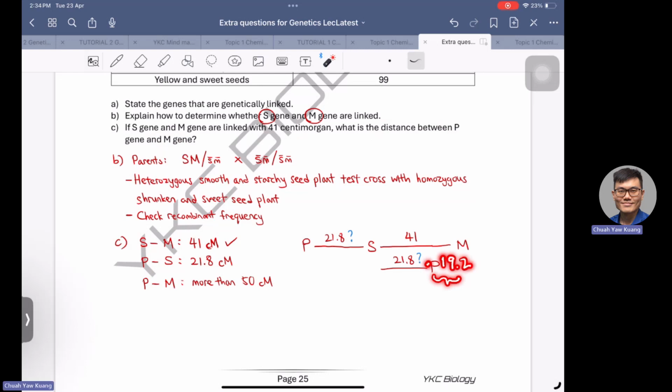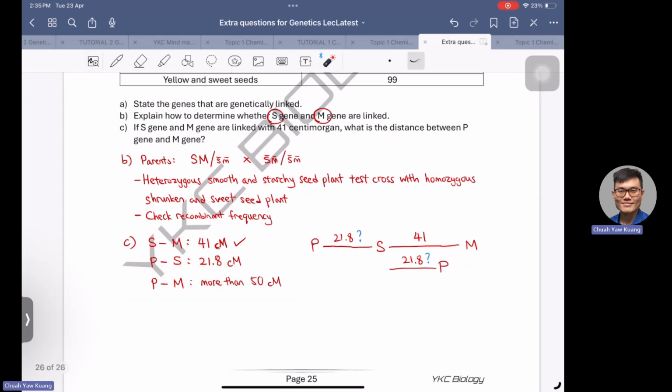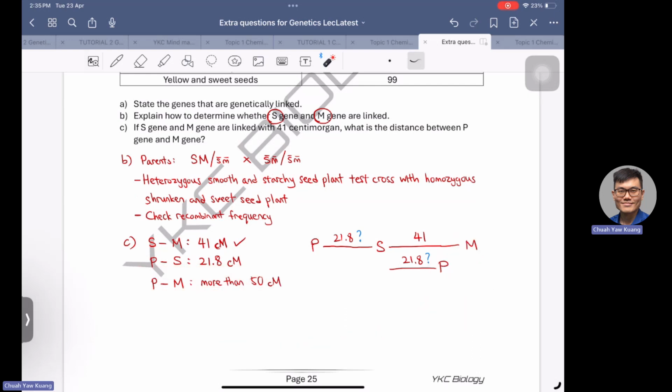If the P gene is towards the right side of the S, then the distance between P and M should be around 19.2. But obviously, it's not. Why? Because we already know the P gene and M gene are more than 50 apart. If it were 19.2, it would be shown in the recombinant frequency already. So it is impossible that the P gene and M gene are 19.2.